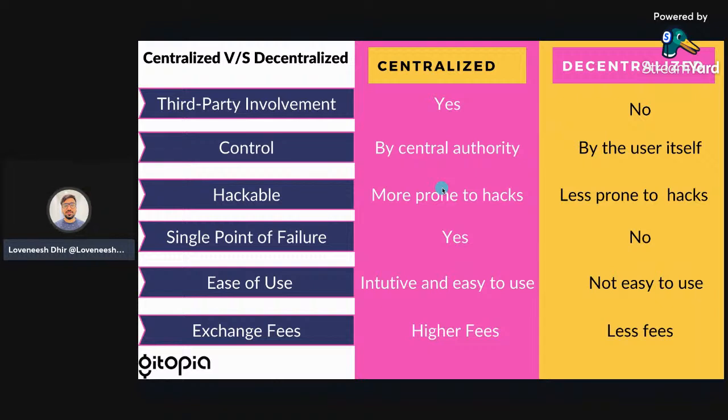Centralized systems are more prone to hacks, whereas decentralized systems are less prone to hacks. There is a chance of a single point of failure in centralized systems, whereas there is no chance of a single point of failure in decentralized systems. Centralized systems are intuitive and easy to use. Decentralized systems are not that easy to use as centralized systems. Exchange fees are higher in centralized systems, and exchange fees are less in decentralized systems.